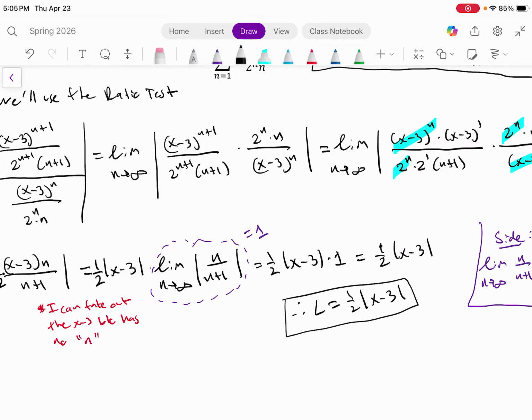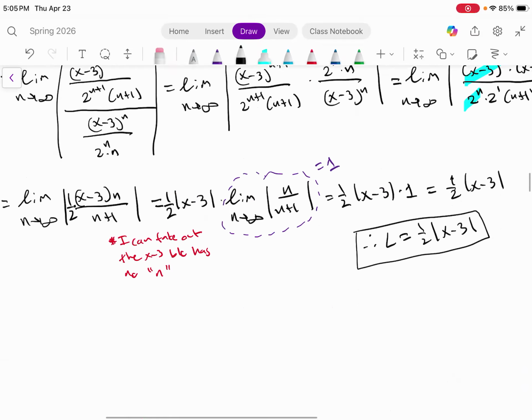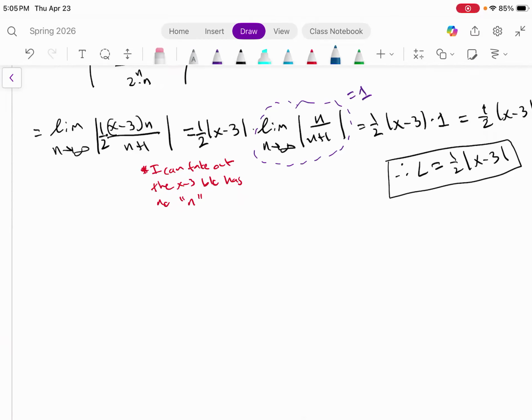Okay, so that's our limit. But we're still not done. We need to figure out the interval and radius of convergence. So for the ratio test, in order to converge, we need the limit to be less than 1.